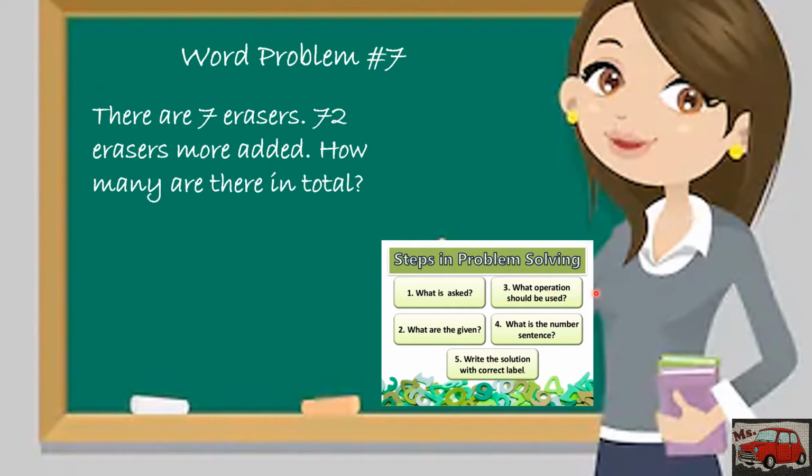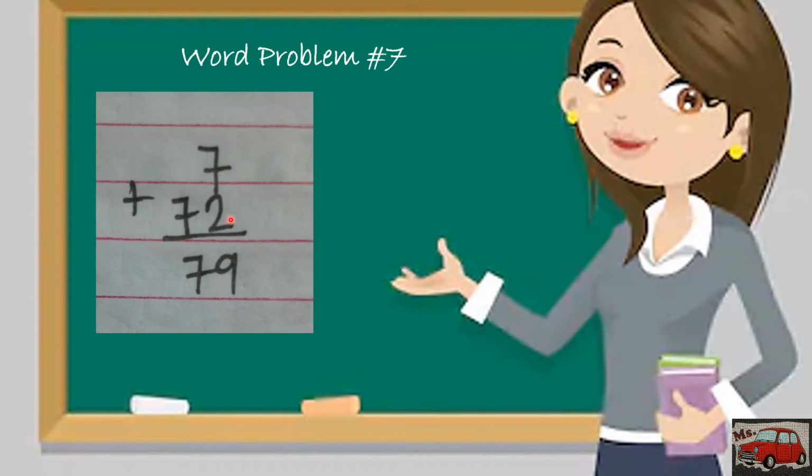Next, what operation should be used? Since ang keyword natin is yung total at saka yung more added, so we are going to add, alright? What is the number sentence or expression? So we have 7 plus 72 or 72 plus 7. Then let's solve. So we have here 7 plus 72, so we have 79. So it means we have 79 erasers in total.